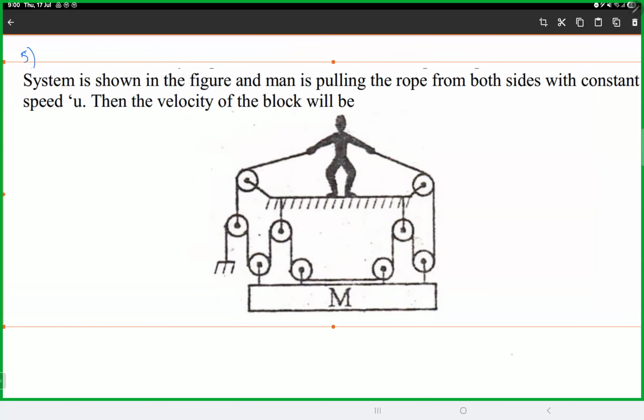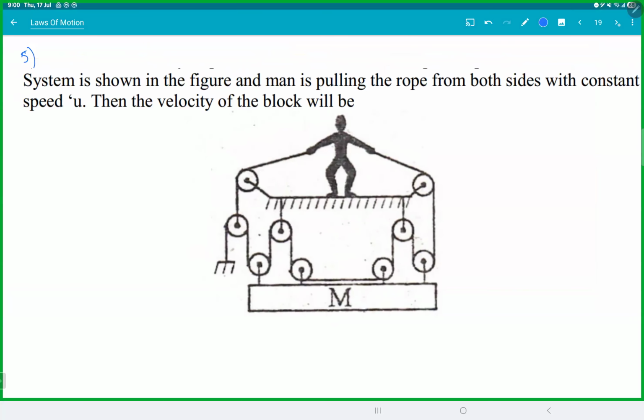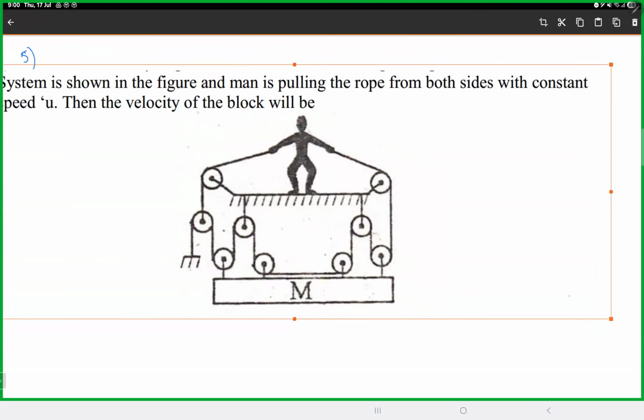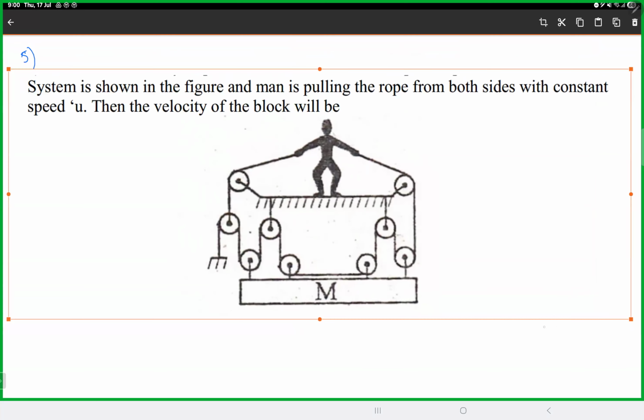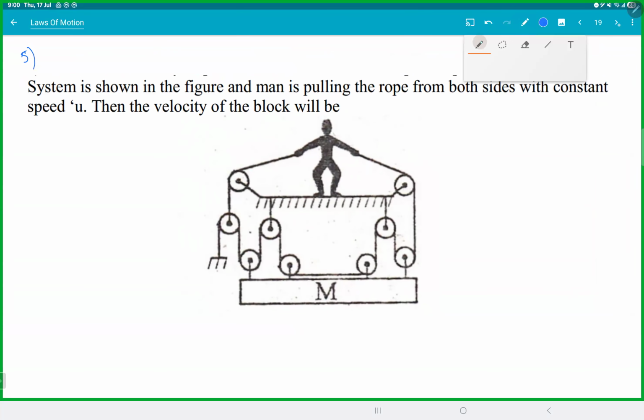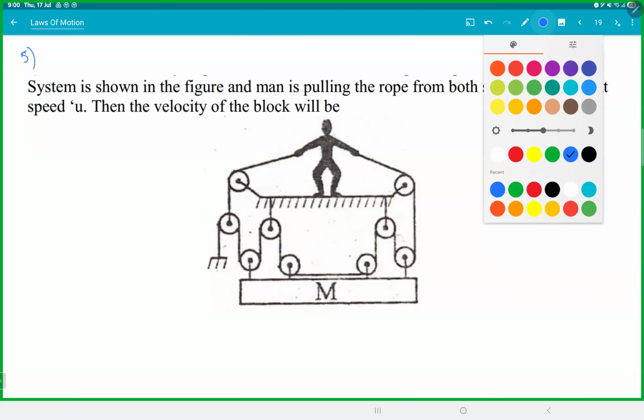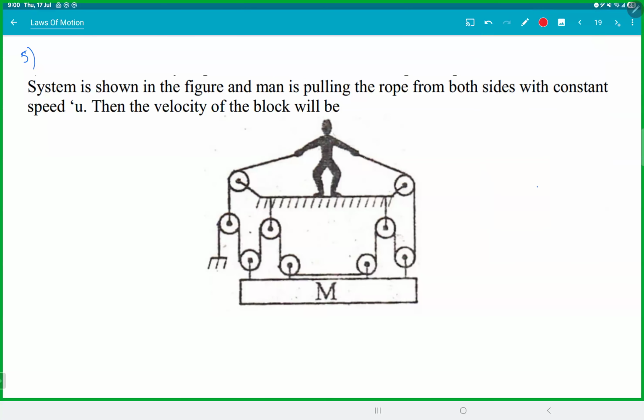Let's get this one. So we have a boy here who's pulling the rope from both the sides with speed u, meaning he's pulling this side with u and he's pulling this side with u. He's pulling both the sides with u. Then the question is, what is the velocity of this big block here?